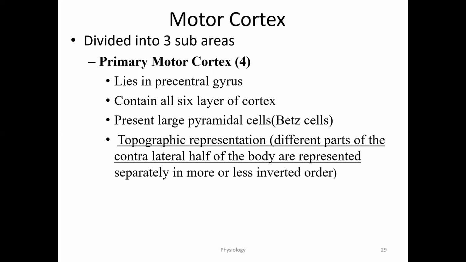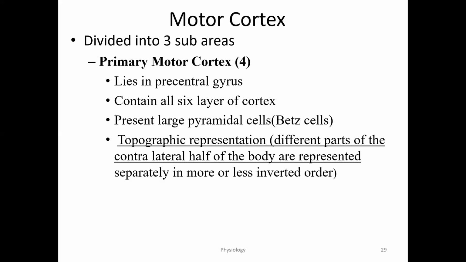It contains all 6 layers. You know that the cerebral cortex, sensory cortex and motor cortex, has 6 types of layers. So those 6 layers form the different layers over the hemisphere, which is called the cortex. The main cells present in the motor cortex are called pyramidal cells. The topographical representation: different parts of the opposite half of the body are represented separately in a more or less inverted manner.